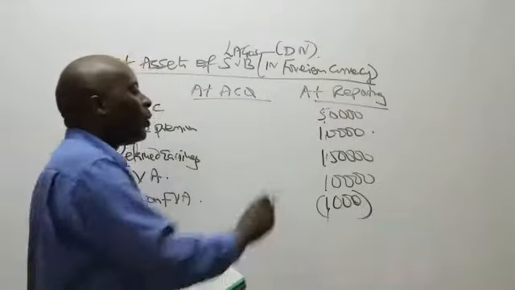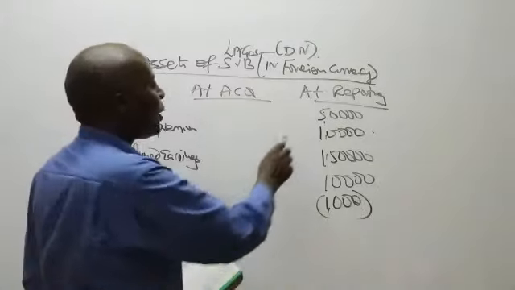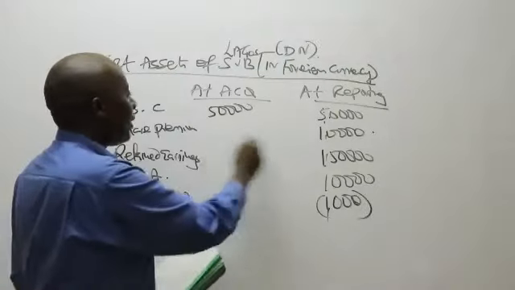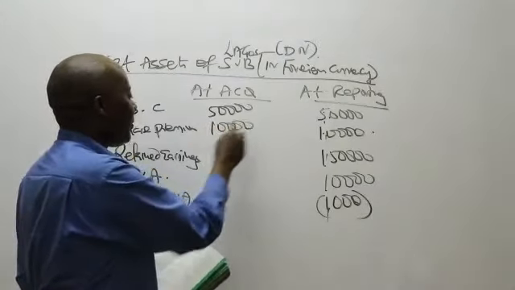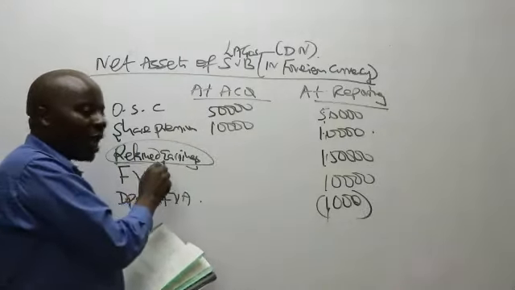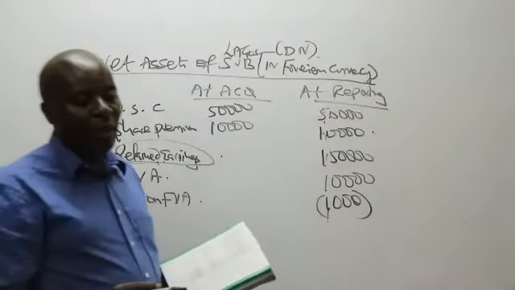Now, I know that most of these things will change here. For example, share capital never changes, it stays the same, 50,000. Share premium never changes, it stays the same. But this one I must monitor, because it can let you down. Retained earnings at acquisition is normally given.